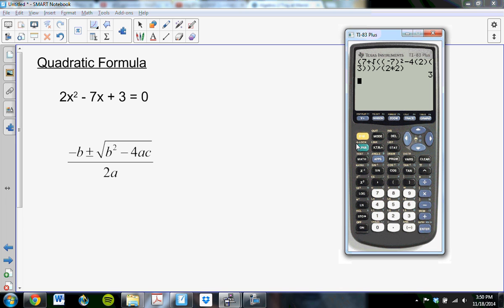There's one of my solutions. Now if I press second enter, it pulls up my previous screen, my previous entry. I can go back and change this plus to a minus real quick. There's my other one. If you get a fraction, is that really how that factors? I guess it is. If you get a fraction, you can always make it a decimal. I know that one's obviously 1/2.